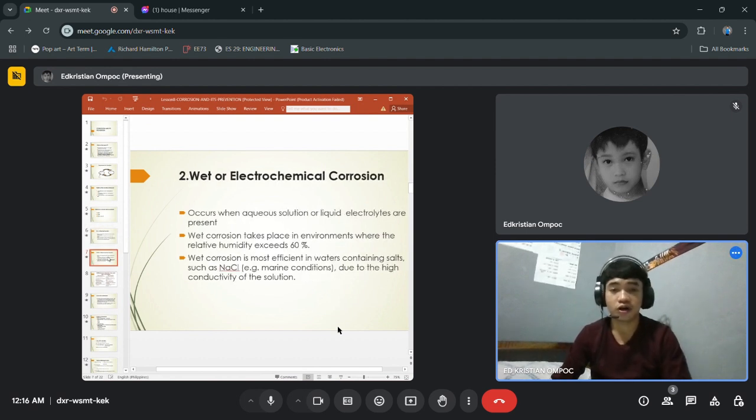Wet or electrochemical corrosion, from the title itself, type of corrosion, wet, which is nag-involve siya og liquid, occurs when aqueous solution or liquid electrolytes are present. So wet corrosion takes place in environments where the relative humidity exceeds 60%.